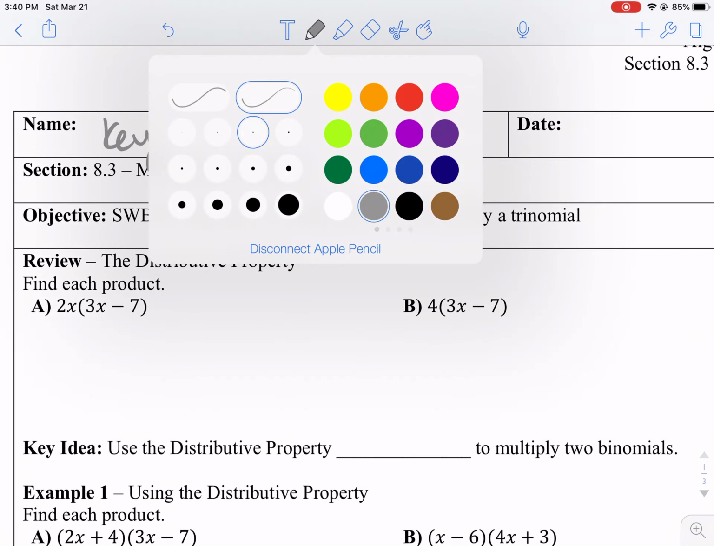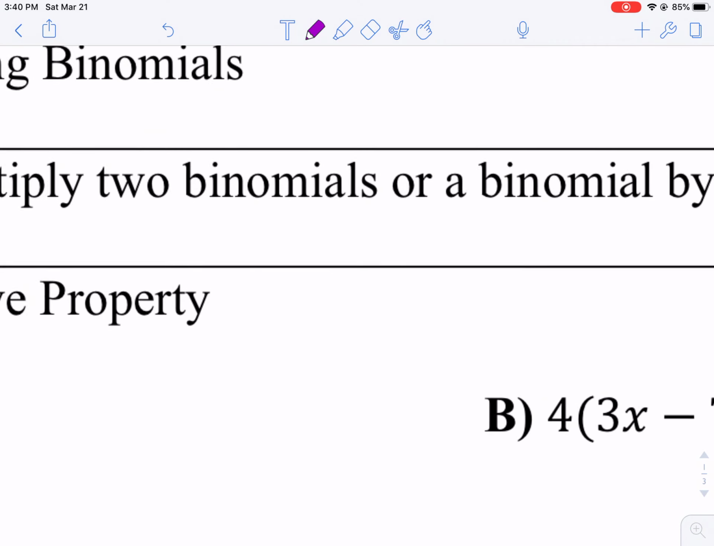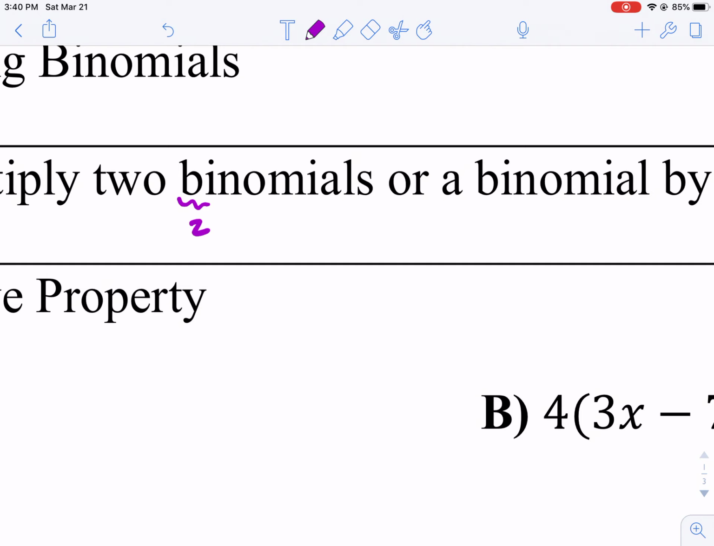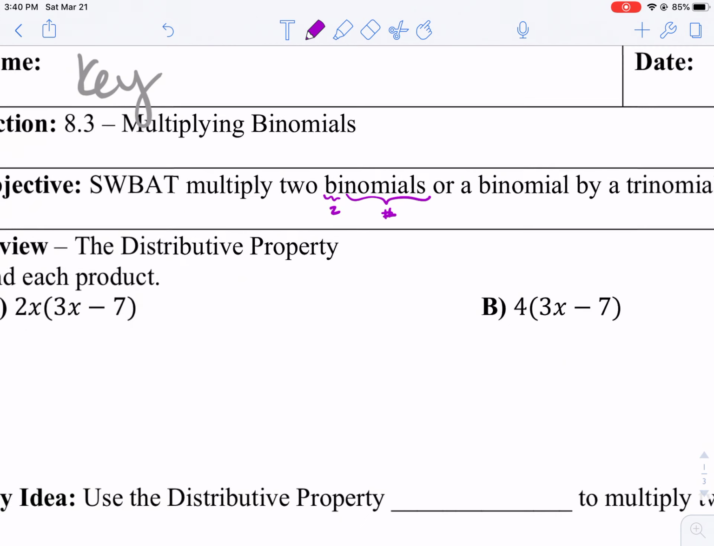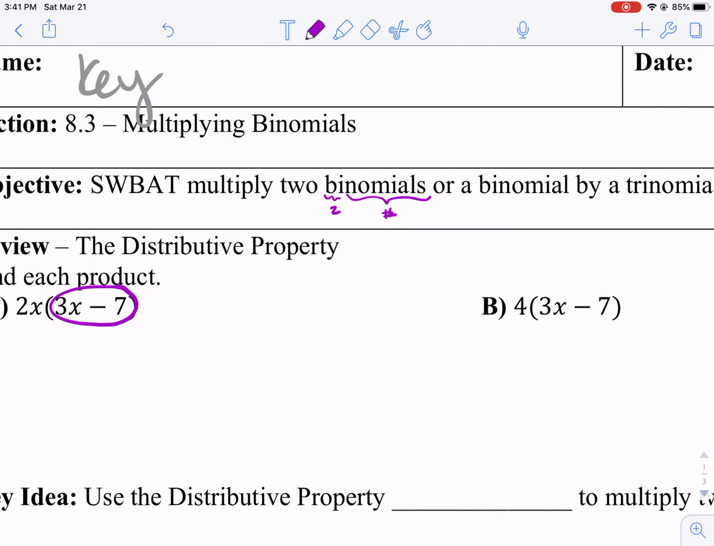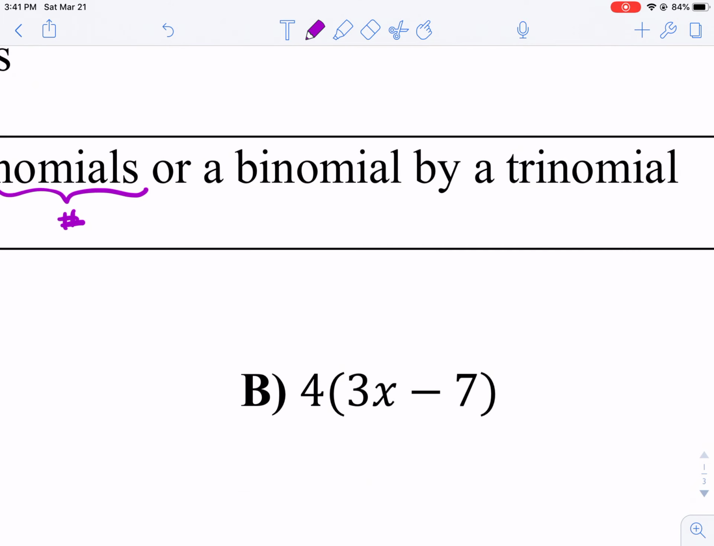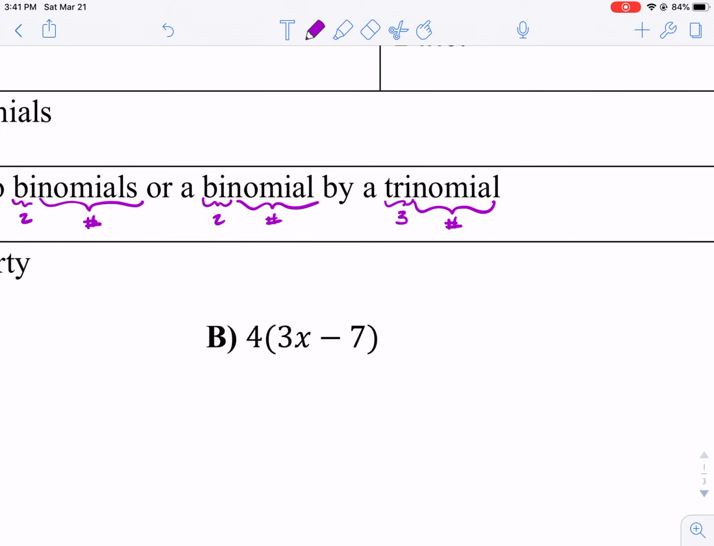Now that's a lot of fancy math words. Let's go and break them down real quick. So bi means two and nomial means number. So a binomial is an expression with two numbers. For example, 3x minus 7, that's a binomial. A binomial, again, is something with two numbers, and that makes a trinomial something with three numbers. That is, a trinomial is an expression with three terms, like 4x squared minus 8x plus 5. That's got 1, 2, 3 terms to it.